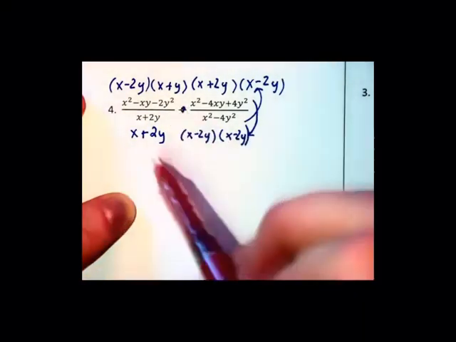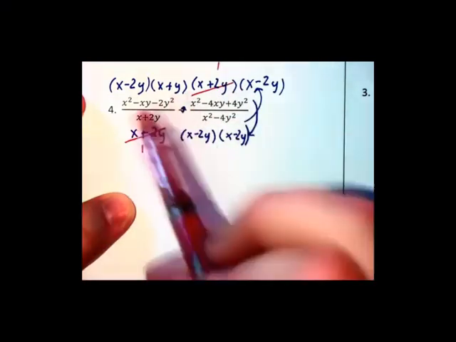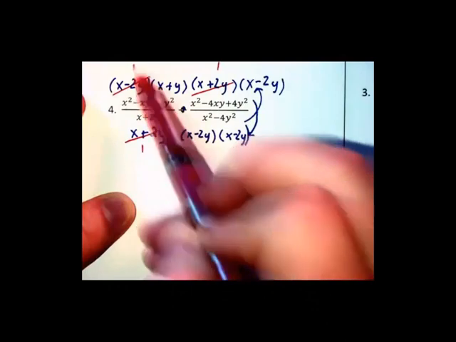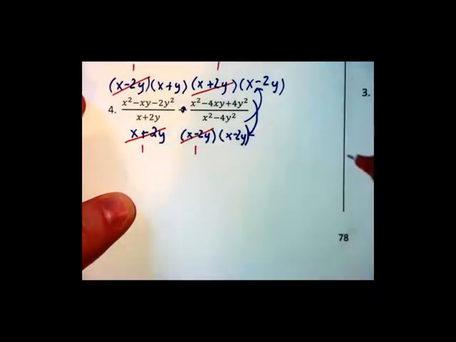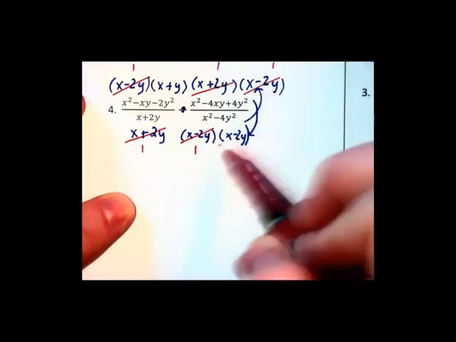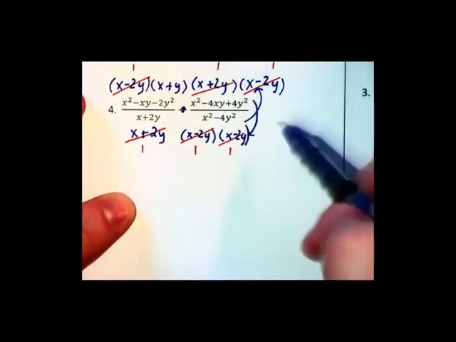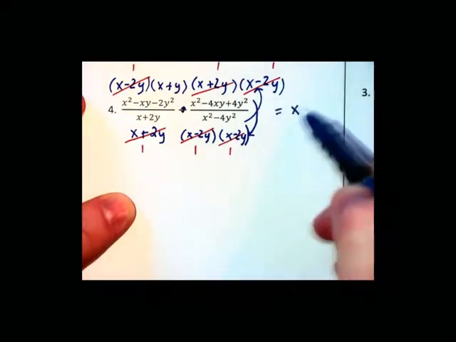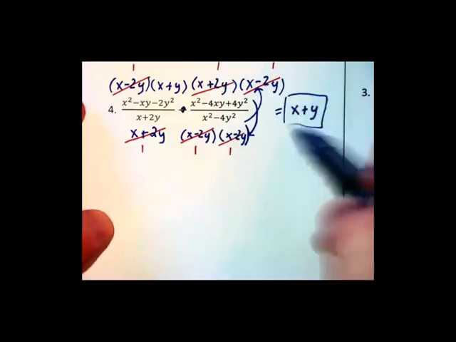I see an x plus 2y in the bottom left, canceling with an x plus 2y in the top right. I see an x minus 2y up on the top left, canceling with one of the x minus 2y's down on the bottom right. And straight up and down in that second fraction, there's another factor of x minus 2y that cancels. All that's left in this problem is x plus y all over 1. So just x plus y by itself.